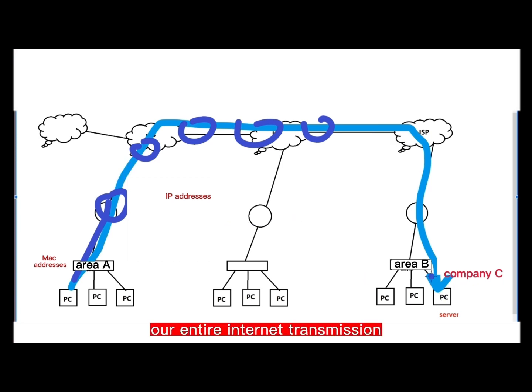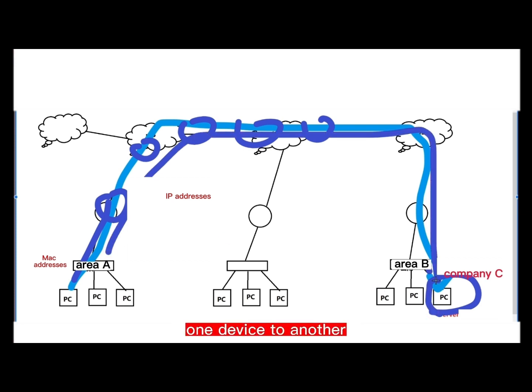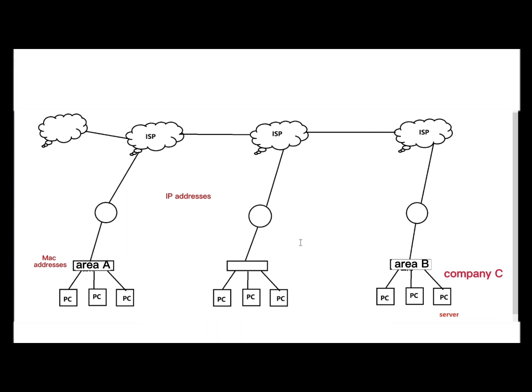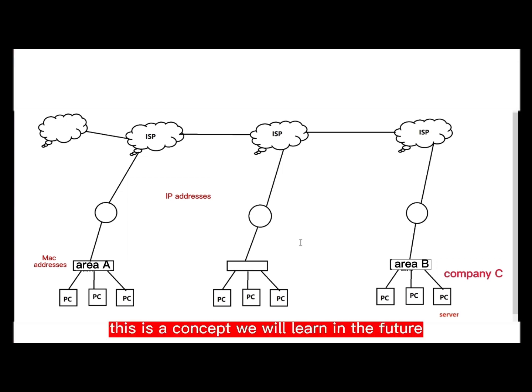Our entire internet transmission works in a form called a baton relay: from one device to another, to another device. There are several transits along the way, and finally it reaches the destination. We call it the baton transfer form. The baton relies on routing, relays that come and go, to complete data forwarding. This is a concept we will learn in the future. We will also talk about a basic concept of routing today. It is also a network segment problem.